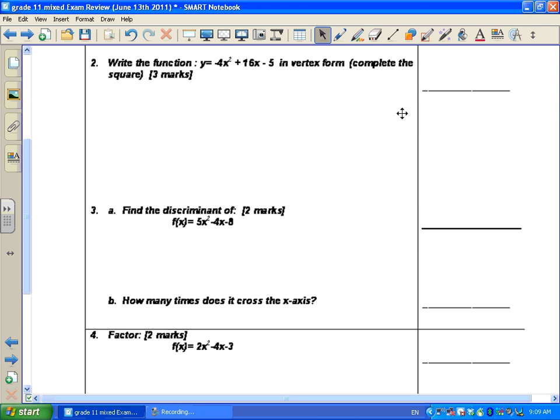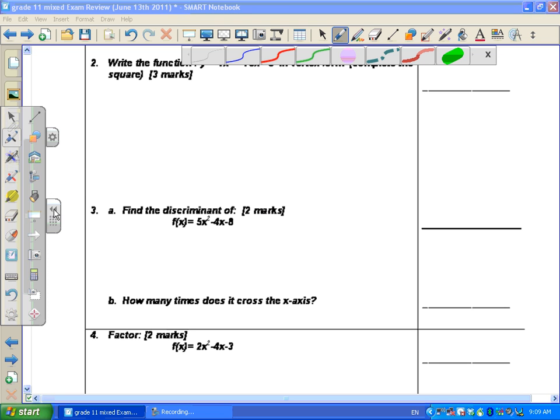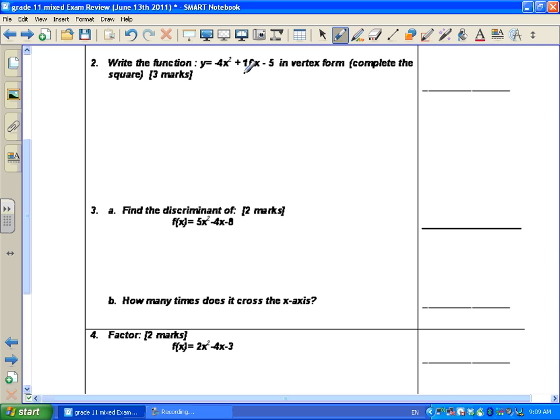Okay, question 2 of part B. Write the function in vertex form. In other words, we need to complete the square. So, completing the square, an important question here. First off, when we complete the square, I need to make sure inside the brackets I'm only dealing with x squared. So I'm going to take a common factor out of the first 2 terms.